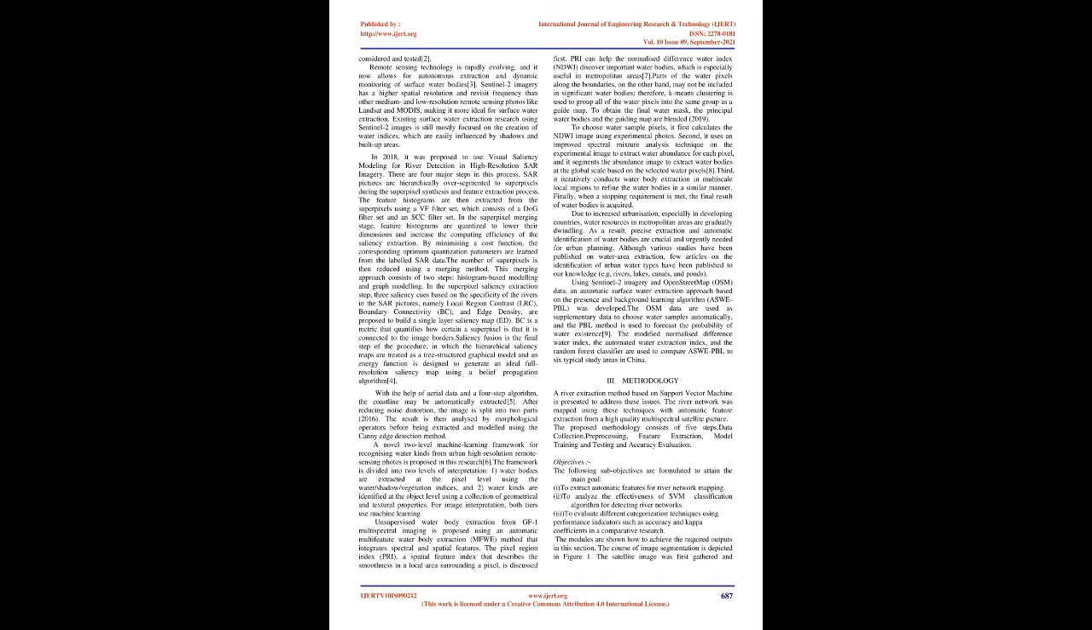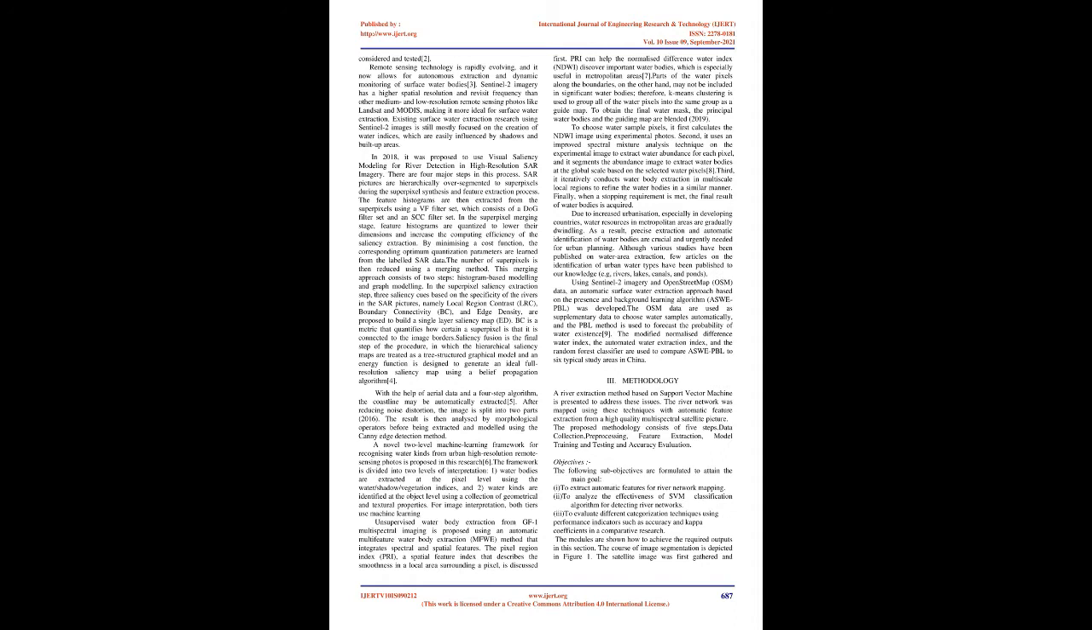In 2018, it was proposed to use visual saliency modeling for river detection in high-resolution SAR imagery. There are 4 major steps in this process. SAR pictures are hierarchically oversegmented to superpixels during the superpixel synthesis and feature extraction process. The feature histograms are then extracted from the superpixels using a VF filter set, which consists of a DOG filter set and an SCC filter set.